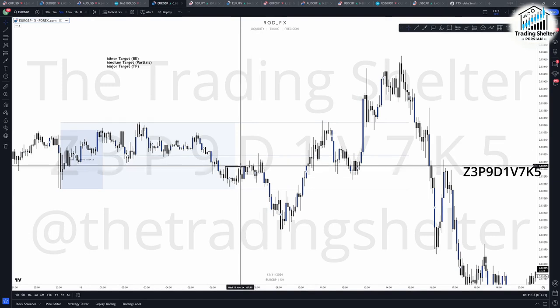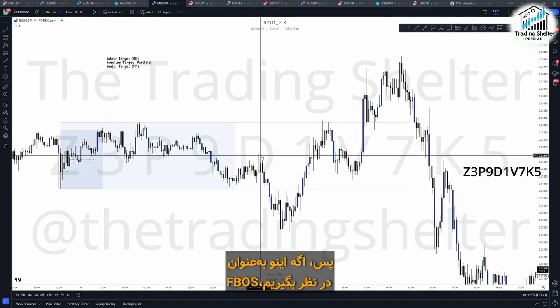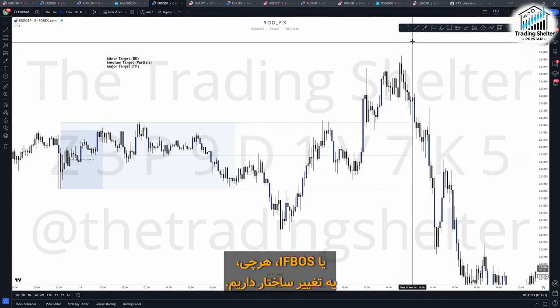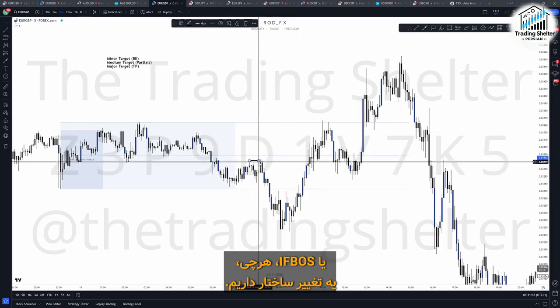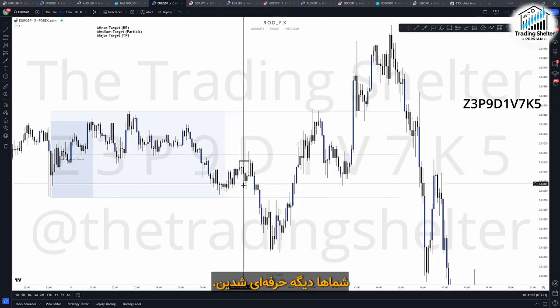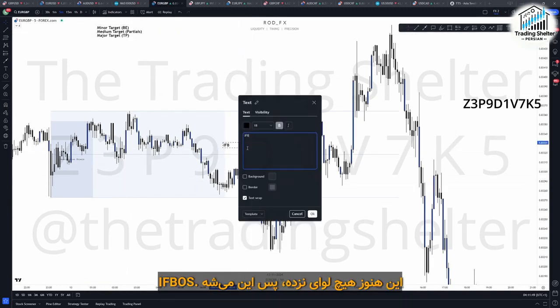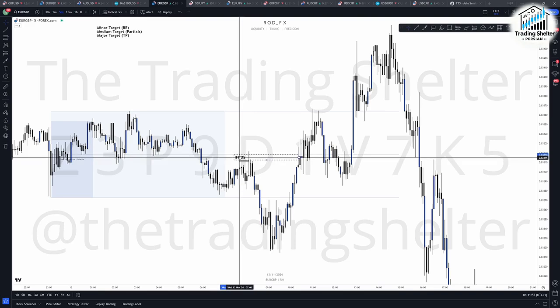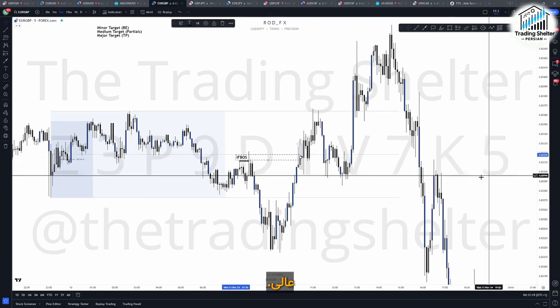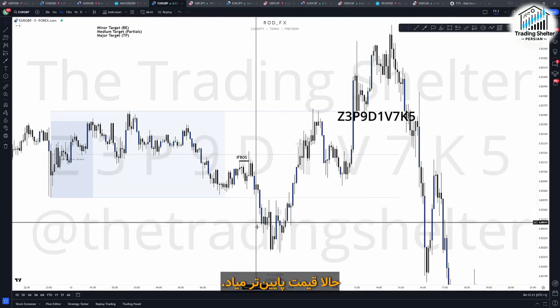So if we indicate this as being an FBOS, IFBOS, whatever, there's a structural shift. You get it. You guys are professional now. You know it. This hasn't made a new low, so this becomes an IFBOS. Perfect. So now price pushes lower.